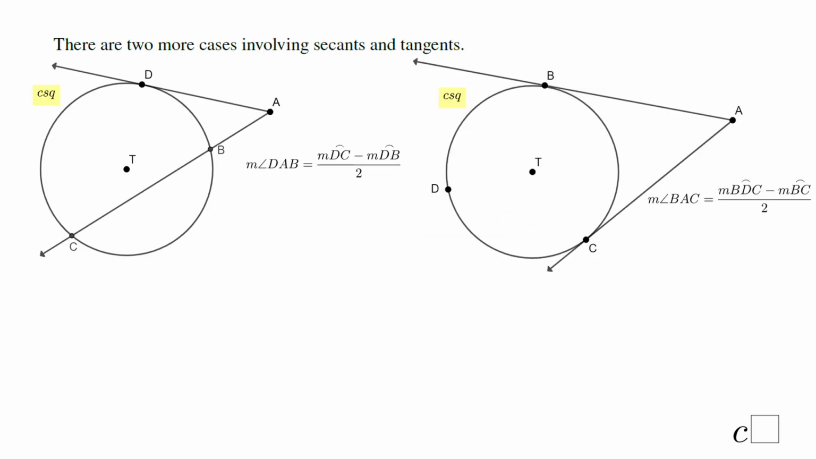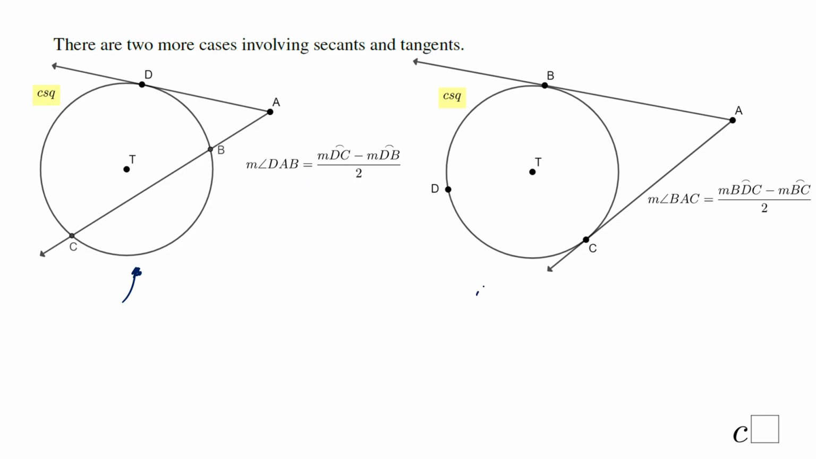There are two more cases. You notice the first case here, we have a secant and a tangent, but you notice the formula is very similar, the same in fact as the one we had before. Just be careful with the intercepted arcs. In this case, DC and DB we subtract.